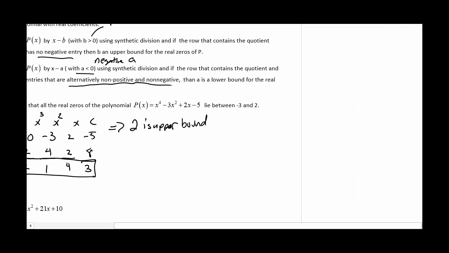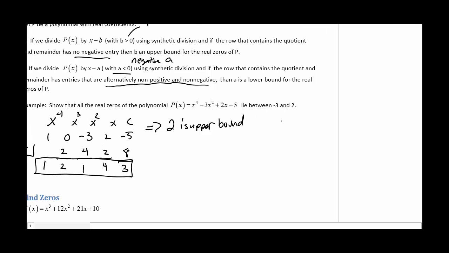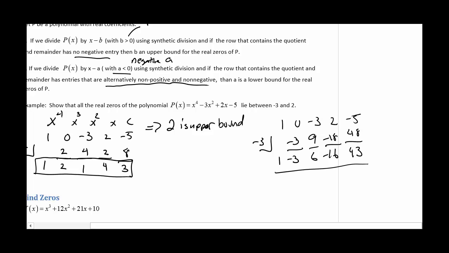So let's check the negative 3. Let me bring my list of coefficients over: 1, 0, negative 3, 2, and negative 5. I want to check that negative 3 is in fact a lower bound. Again, I have to have a negative number to check for lower. So I drop the 1, multiply, I get negative 3, that gives me a 9 and a 6, multiply, negative 18, negative 16, multiply gives me 48, and I get a 43. Again, look at that pattern of numbers, and what that tells me is that negative 3 is a lower bound.